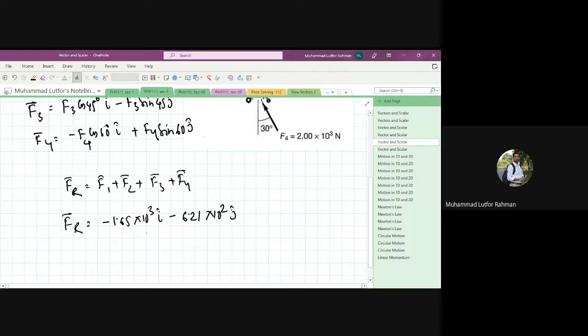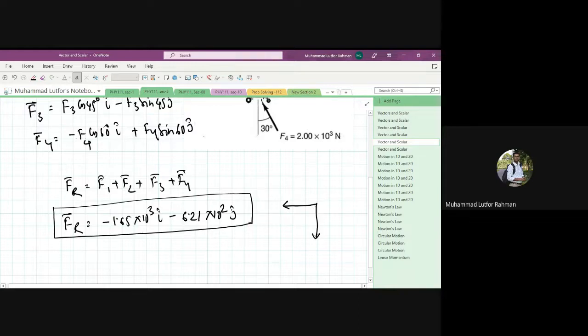Both components are negative. It means that the resultant vector must be in the third quadrant, because your x component is negative, and the y component is also negative. So definitely the resultant force would be in the third quadrant. You'll find the angle basically over here. That's how actually you can find this vector.